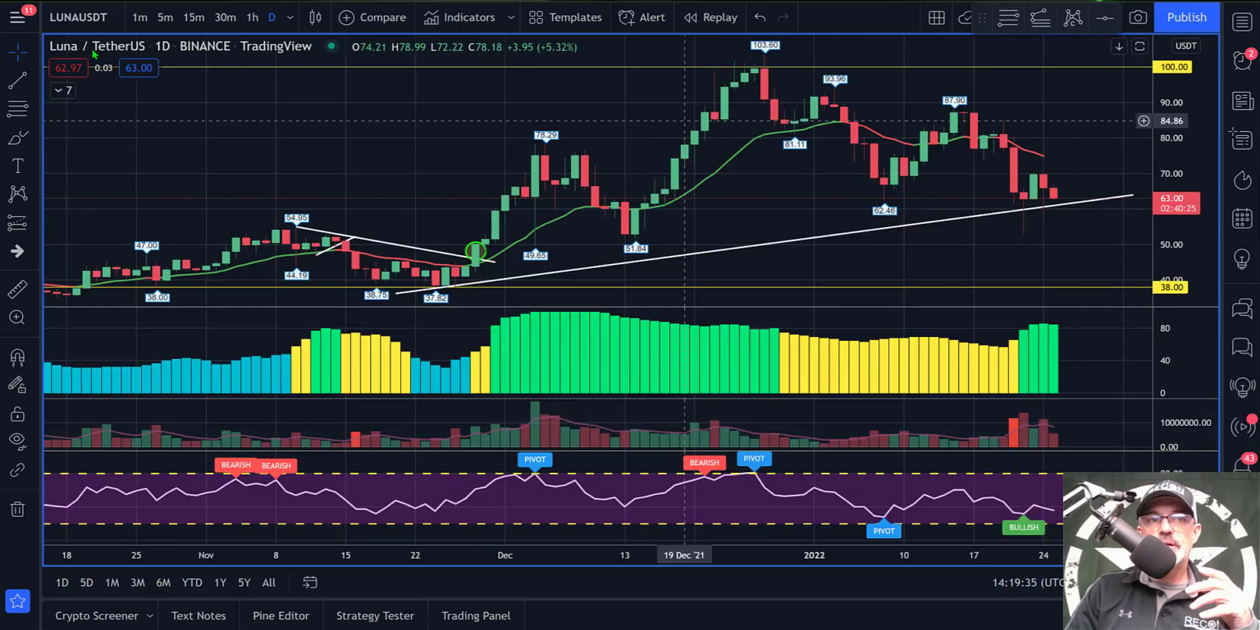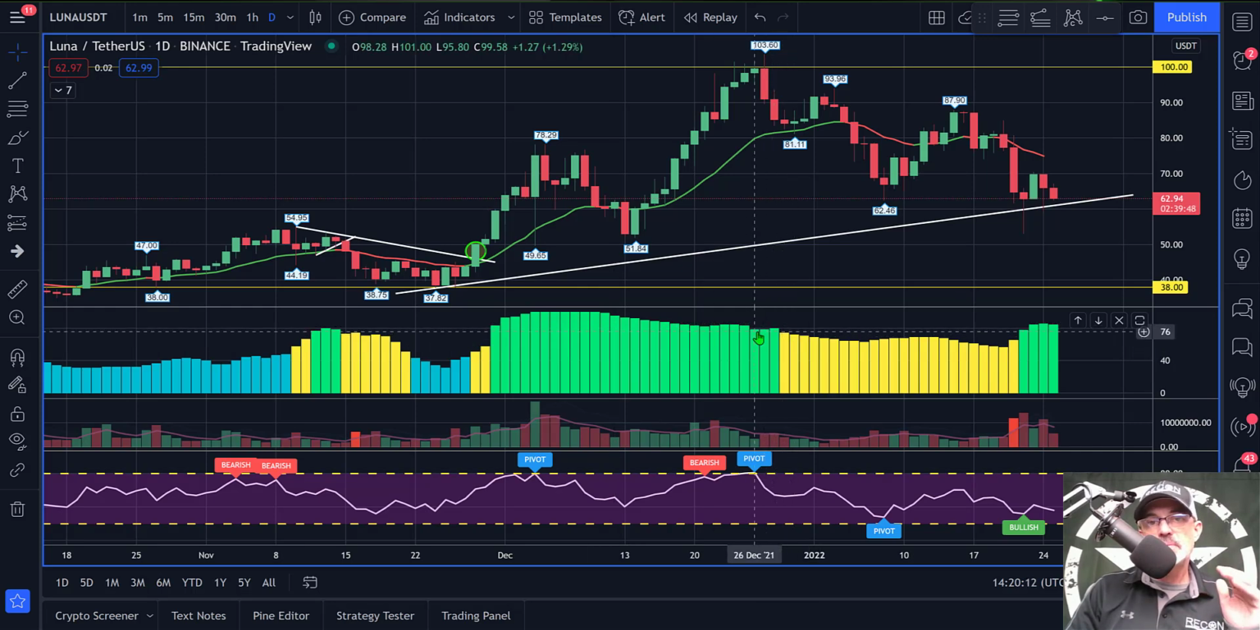All right, so if we jump over here to Luna on the one-day chart, you can see once again I have my upper and lower levels drawn in at 38 and 100. Luna is definitely trending up, and we can see an extended period of volatility on the ATR indicator. And for my strategy, anything that is yellow or green would indicate higher volatility. And if we look back, you can see we came out of the green into the yellow, and we're just starting to come back into the green, higher volatility.